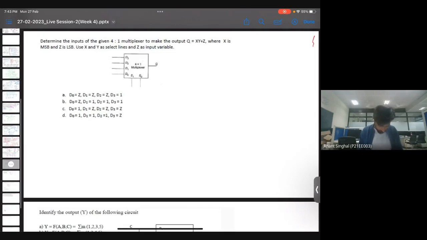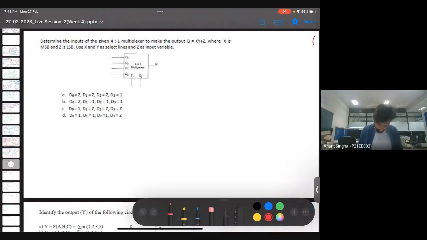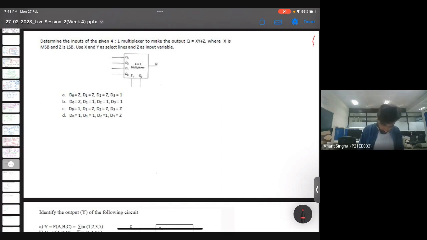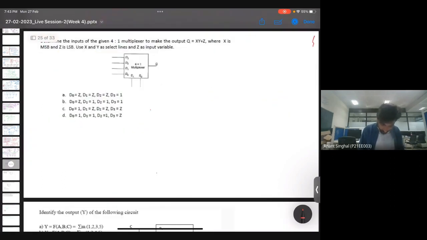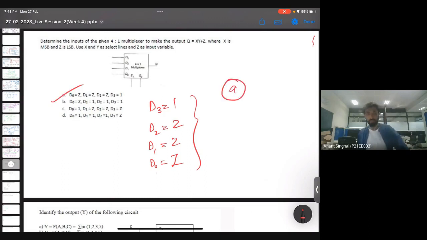Sorry for the glitch. Okay, I need to undo it, I guess. Okay, so I guess for this the calculation has gone. So I was getting d3 as 1 and rest of them as z. I hope it is clear. The calculations have been erased, so they are deleted. So option A is the correct answer. I hope you get it.